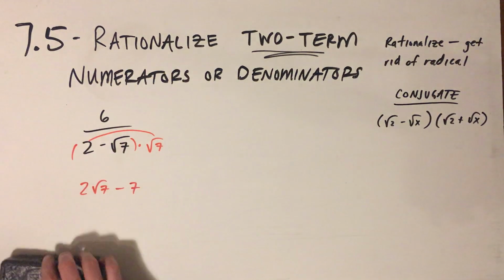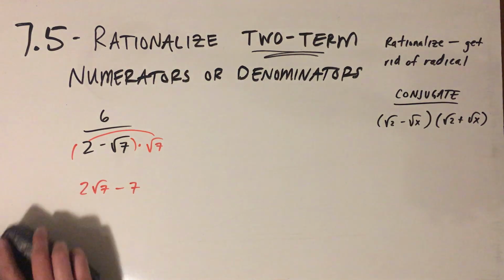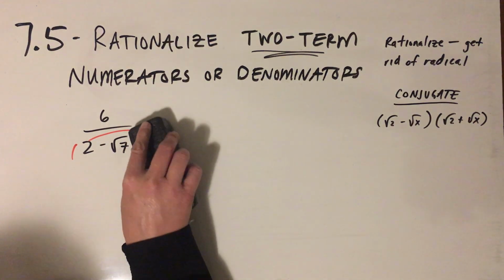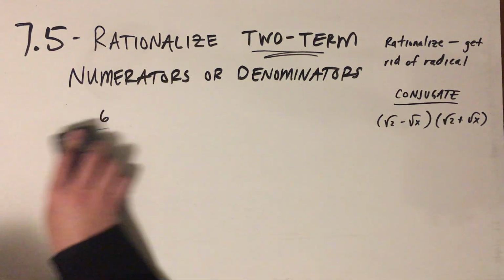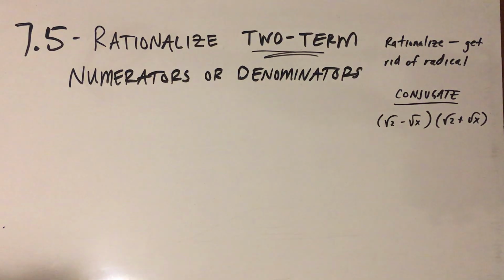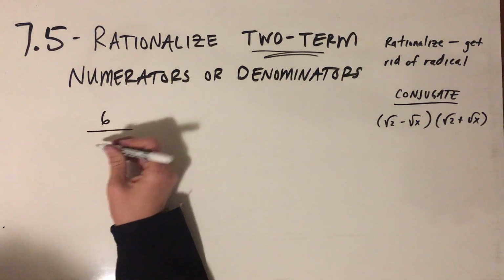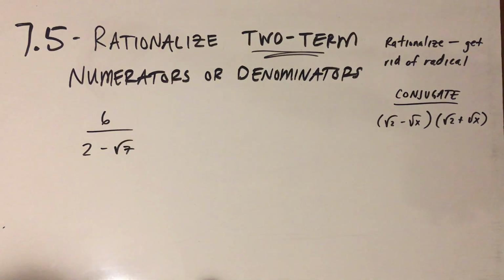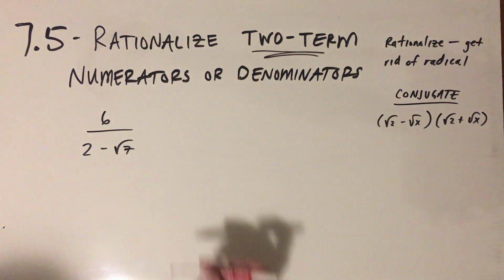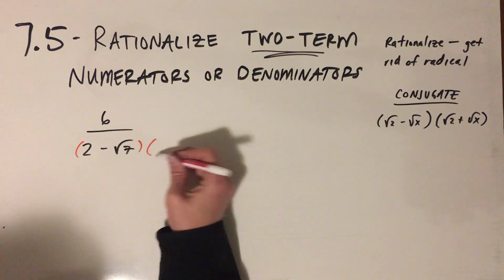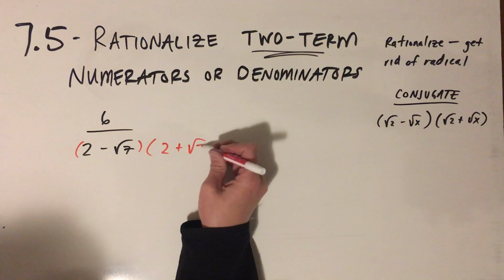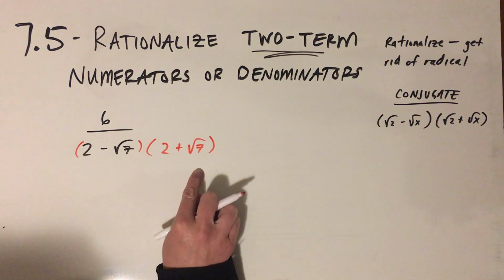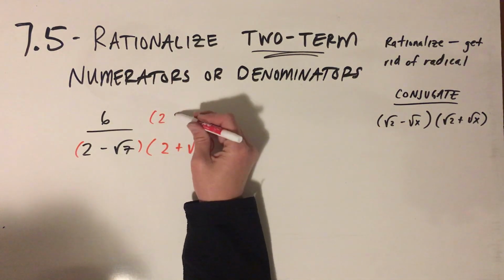Okay, so when you have a two-term denominator or numerator that you're trying to rationalize, you have to multiply it by the conjugate. So in this case, our conjugate would be what? Same two terms, opposite signs. So it would be 2 plus the square root of 7. Whatever you do to the denominator, you have to do to the numerator.